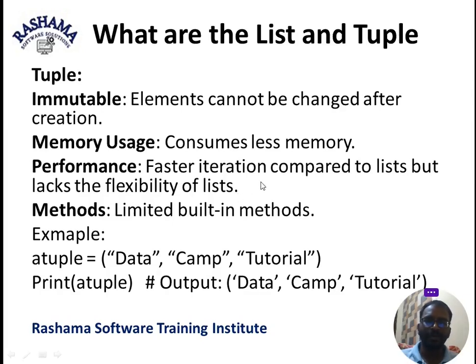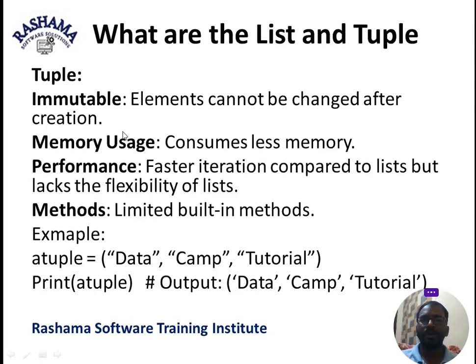So that means performance is faster, but there are some features not available in a tuple compared to a list. That is the meaning. Methods: limited built-in methods in tuples. So these are the main points for tuple.